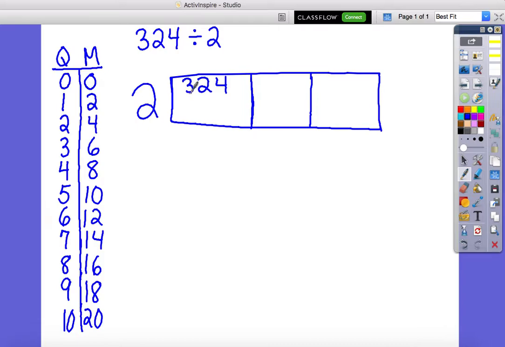Well, an easy way to do that is take that 3 and go down this multiples list and see how close you can get to 3 without going over. Remember, you can get right to 3, that will be fine, but you cannot get any higher than 3. You can't put it in groups that have more than 3 because you only have 3. So you would stop here at 2. That's as close as you can get. Well, what is the quotient that goes with that? That's one group of 2 makes 2.